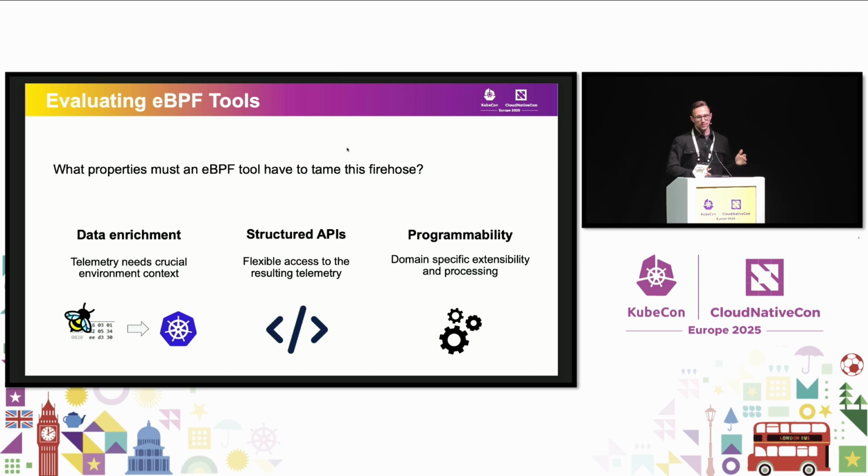eBPF is an extremely low-level data source. An example of this is it often traces network traffic, which is like bytes on the wire. But that's not helpful for debugging microservice environments. You actually need environment context to debug your systems. And so these tools need to enrich your data with Kubernetes primitives, with container primitives, in order to make it useful.